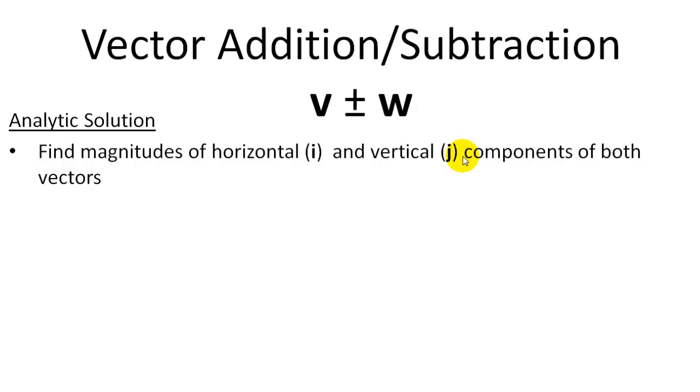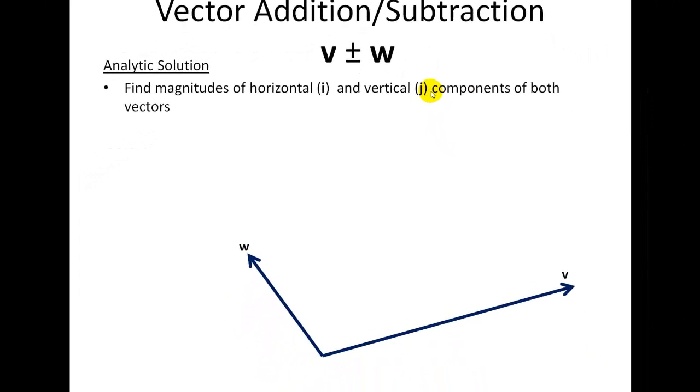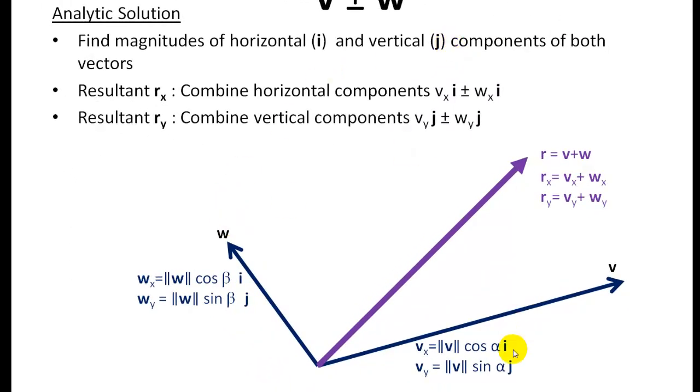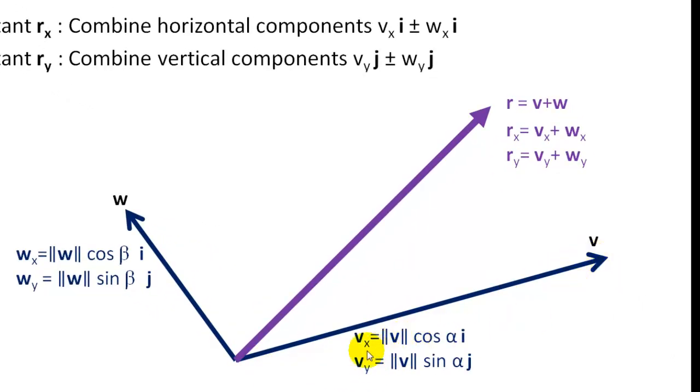we're going to add like terms. The horizontal components we're going to add together, and the vertical components we're going to add together to find what the new vector, the resultant vector, is. So if we've got vectors v and w, we use trigonometry to analytically determine the horizontal and vertical components of both vector v and vector w. And for example, for vector v, the x component, or the horizontal component of vector v, would be the magnitude of v times the cosine of the angle it forms, with an i there, indicating that it is a horizontal vector.